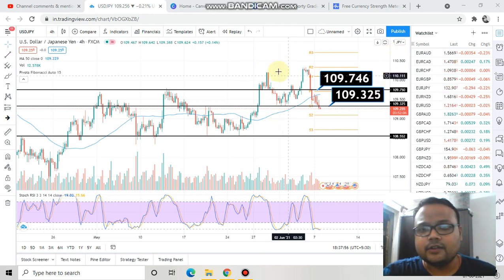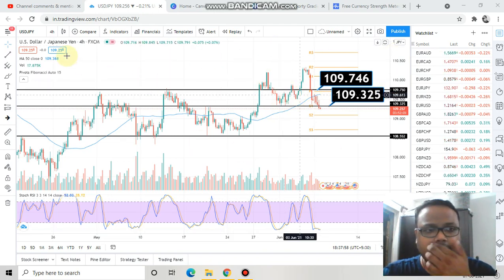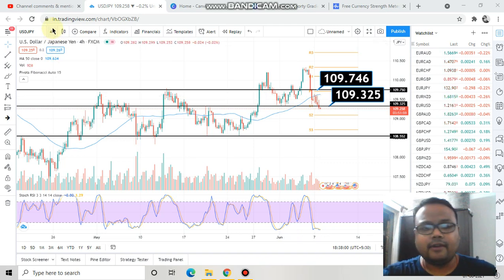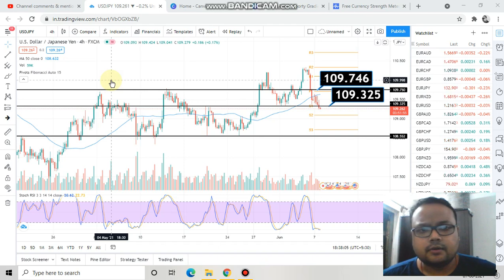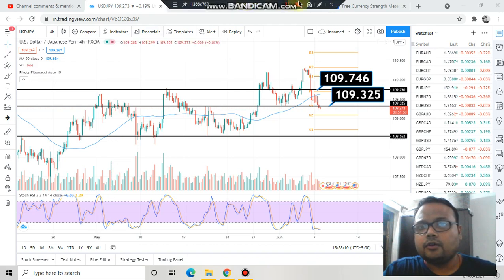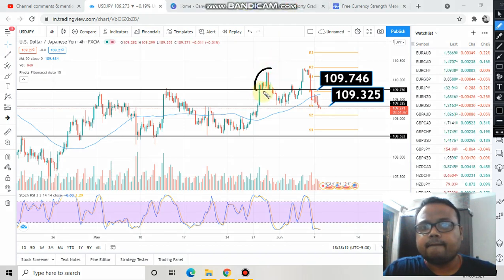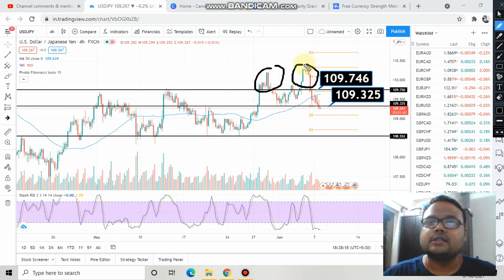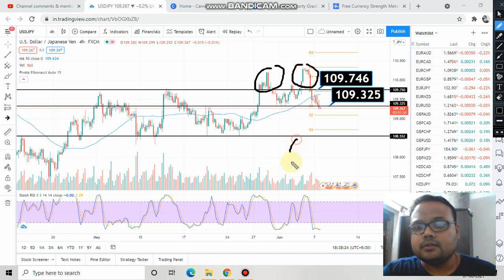So this is the chart of US dollar, Japanese yen, USD JPY, and I am in the 4 hours time frame, my favorite. So let's do the analysis first. If you look at the chart, you can easily see that right now the market is in a range. Yes, the market tried to cross the range twice, but the price failed to sustain above the range, and ultimately price came down to the range again. So we are back to zero.